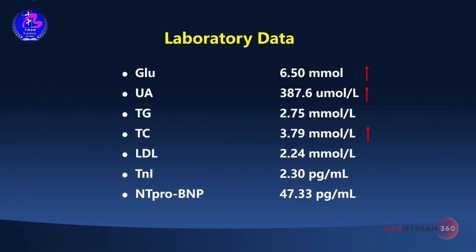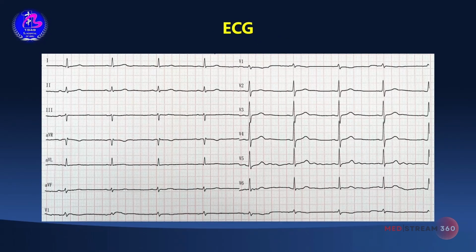The following is laboratory data. You can see glucose and plasma lipid level is abnormal. The electrocardiogram shows the left axis deviation.